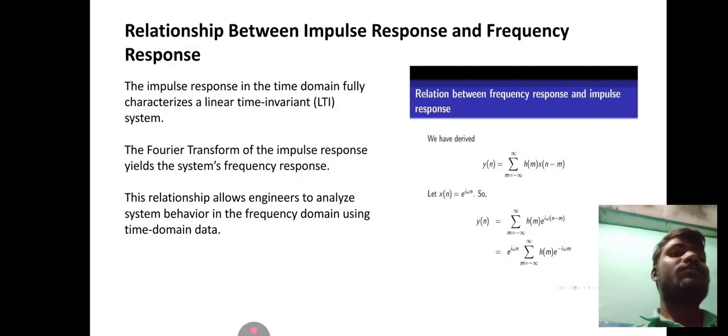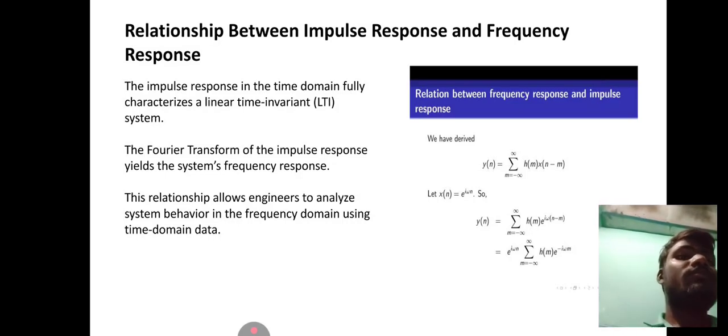See in the relation between frequency response and impulse response, we have derived y of n is equal to sigma m equals minus infinity to infinity h of m into x of n minus m. Let x of n be e power j omega n, so y of n is equal to the sum over m from minus infinity to infinity of h of m e power j omega into n minus m, which gives e power j omega n times H, where H is the sum over m from minus infinity to infinity of h of m e power minus j omega m.